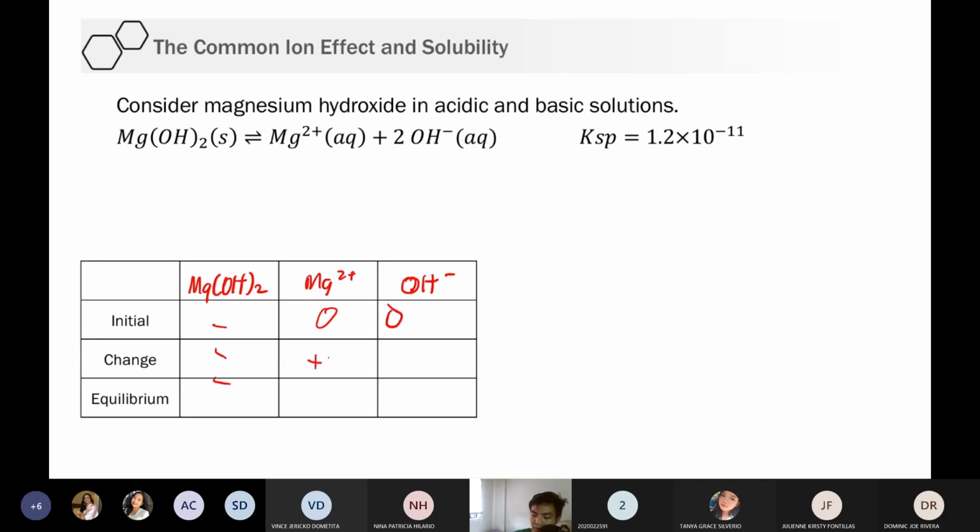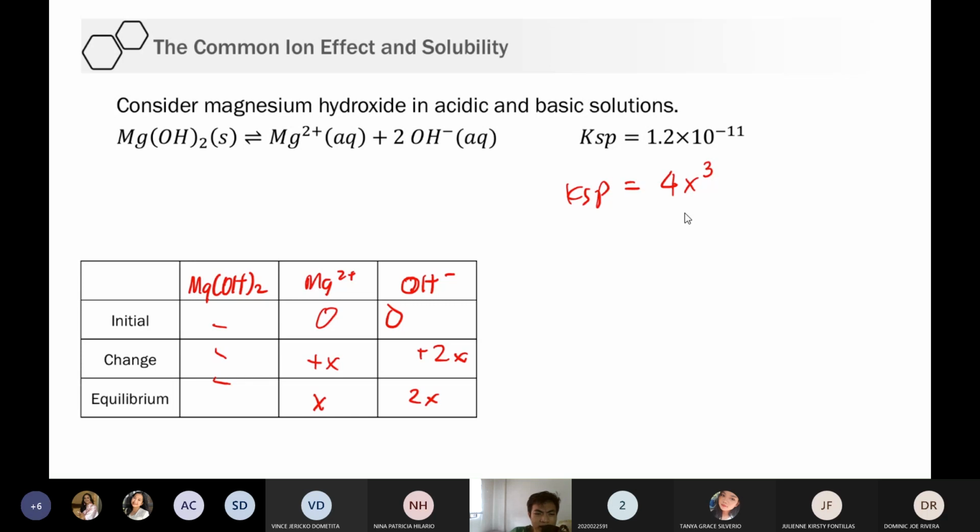Okay? So, this will be plus x, this will be plus 2x. So, x, 2x. So, KSP for this salt is 4x cubed or 4s cubed. Okay. Bakit 4s cubed? Kasi, ayan. So, you have x, then you have 2x. I-square mo pa to kasi may coefficient na to doon. So, we get 4x cubed. Kaya nga sabi ko sa inyo, kahit di ka na mag-ice table, basta kabisado mo yung formats, no? For different types of ionic compounds. Yun. Mabilis mo na siya makukuha.